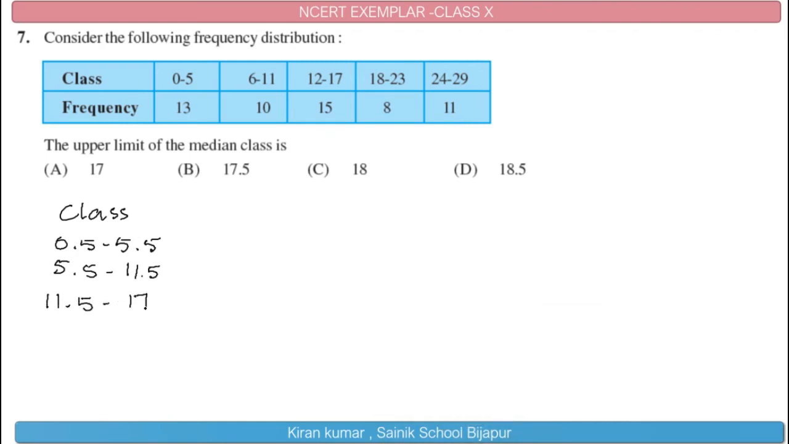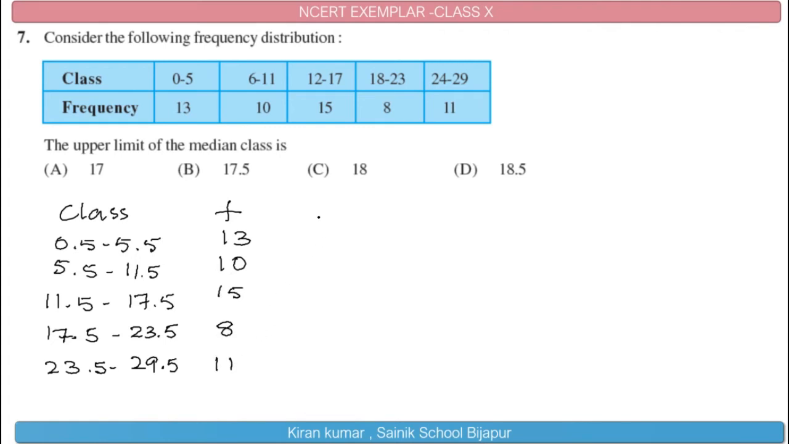11.5 to 17.5, 17.5 to 23.5, 23.5 to 29.5, and the respective frequencies are 13, 10, 15, 8, and 11. Let's find out the cumulative frequency. It is 13, 13 added to 10 is 23, 23 added to 15 is 38, 38 added to 8 is 46, added to 11 is 57.